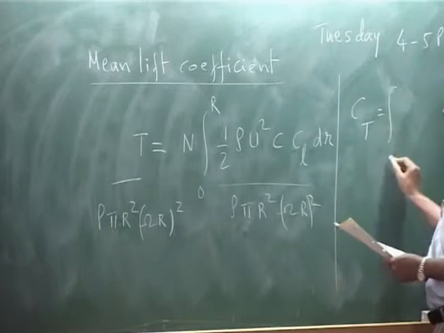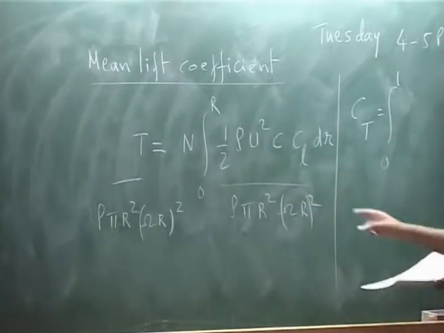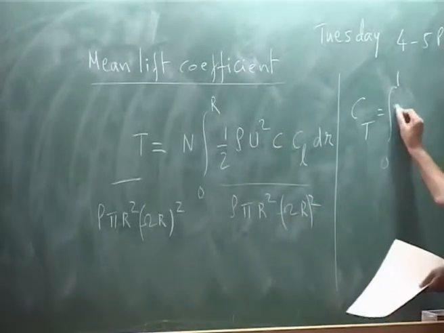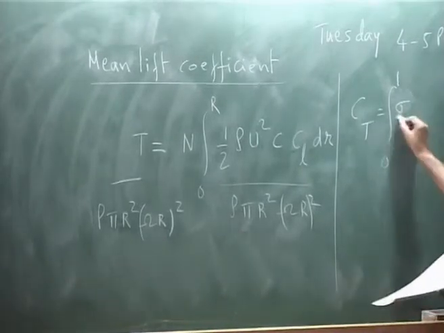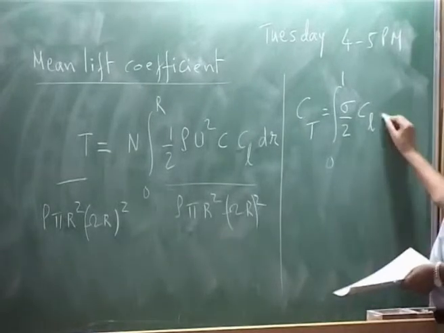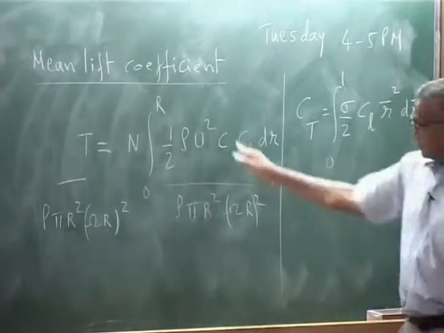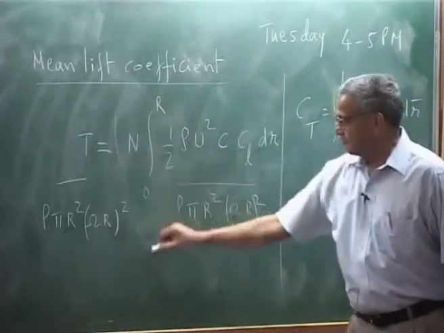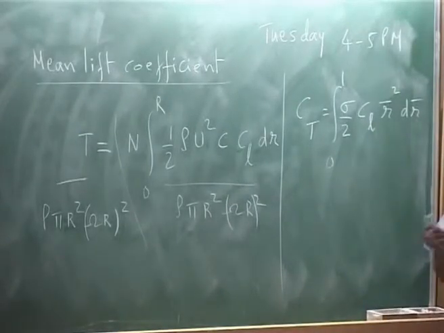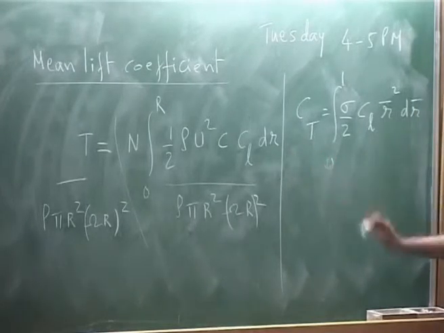Essentially this is equal to 0 to 1, and this half factor is there, n c over pi r, that will become sigma over 2 CL r bar square d r bar. That is what the right side non-dimensionalization gives. Okay. This you must know by now, immediately write it.